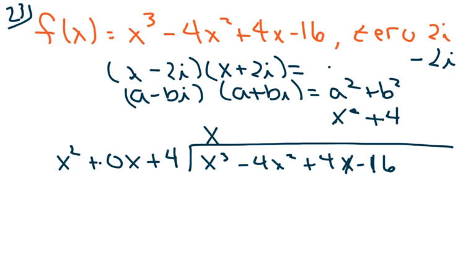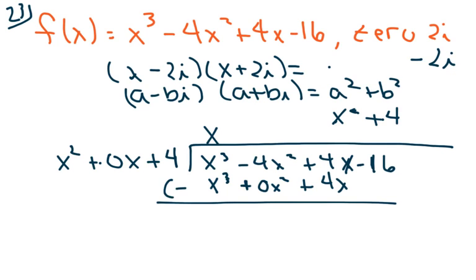So this is going to be x squared here, and you multiply. Alright, so this should just be an x, sorry, since we're going to cube. Let me erase that. Let's get started again. So this is x cubed plus 0x squared plus 4x. Alright, and then we're going to subtract.